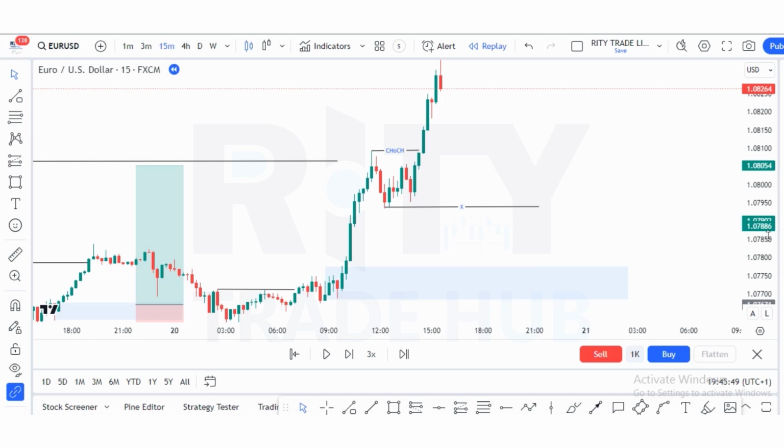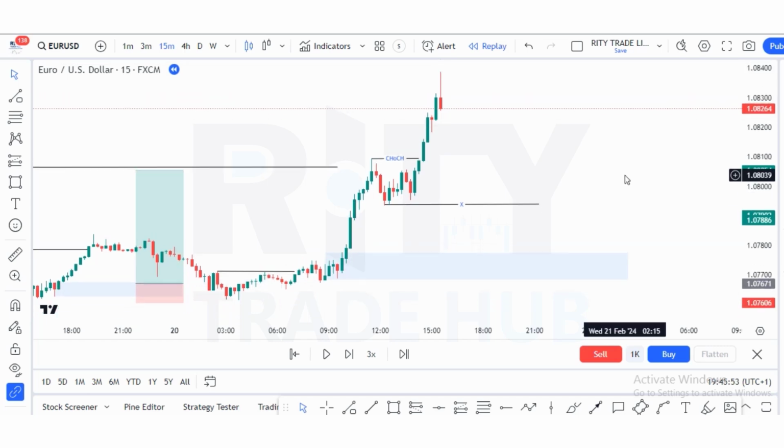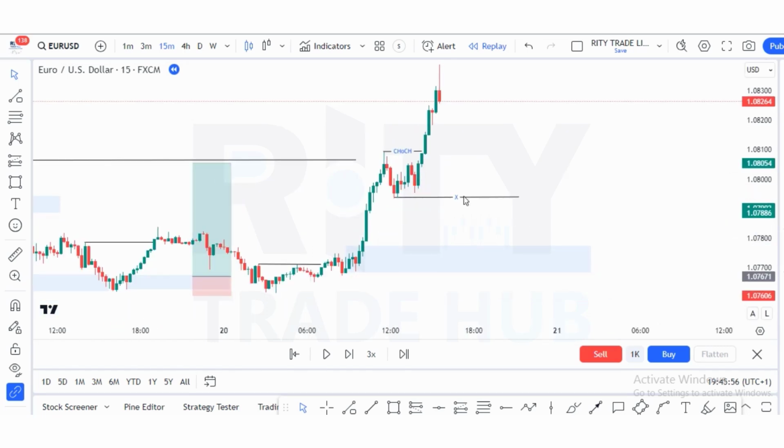Sometimes price may not mitigate your POI. Once inducement has been taken out, you can also get a high probability entry. So let's play price forward and see how we can get involved in this trade.